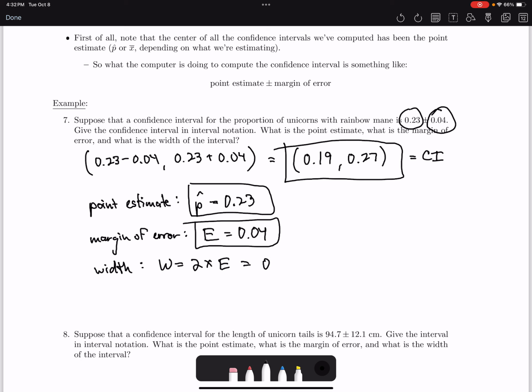Right? 0.08. So that's the width of the interval. And you can see that here as well, right? The difference between 0.27 and 0.19 is 0.08.